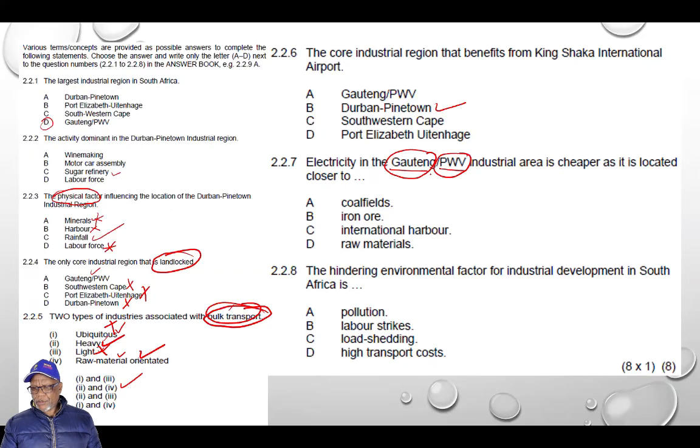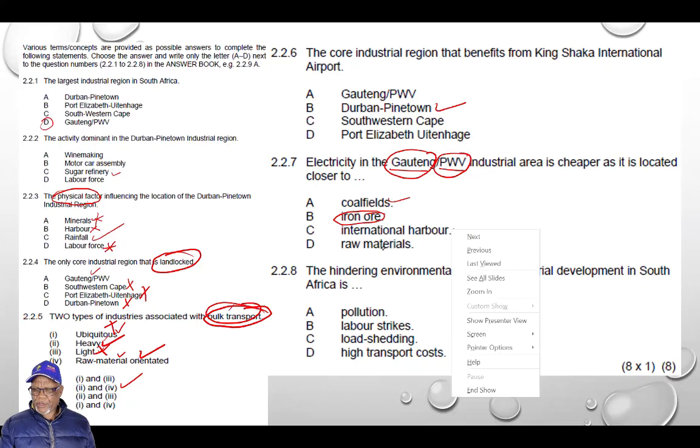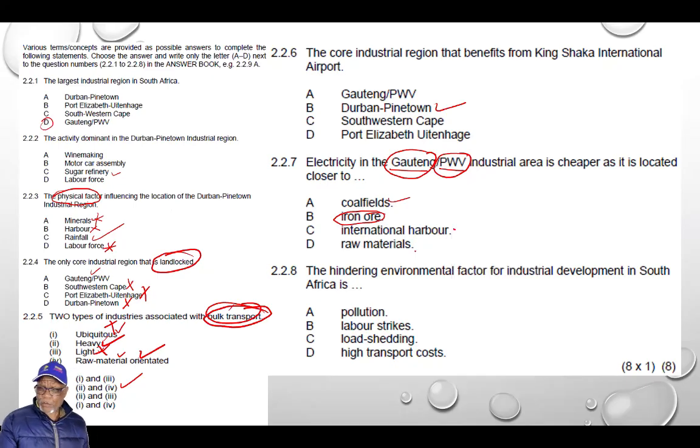The electricity in Gauteng or PWV industrial area is cheaper as it is located close to coal fields. It's not located close to iron ore, because iron ore has nothing to do with electricity, because we don't use iron ore for electricity. And unfortunately, there is no international harbor in PWV, and raw material has nothing to do with electricity. What is important with generation of electricity is the coal fields. So this one becomes the correct one. This one incorrect, this one incorrect, this one incorrect.